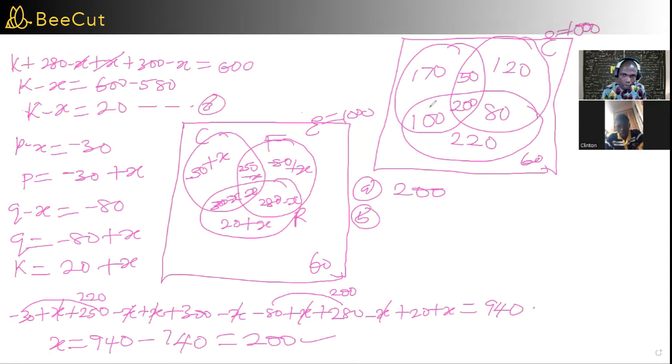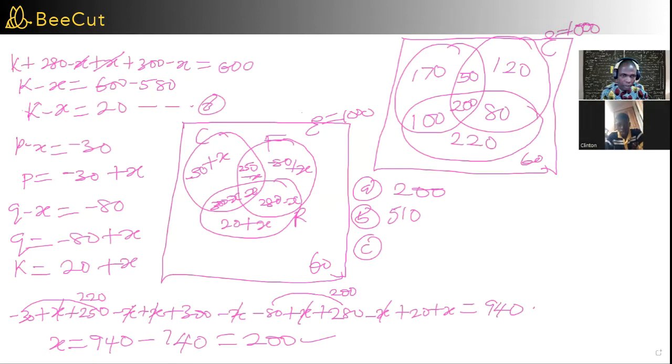That is those that watch all. So what's the second question? Second question says find the number of women who like watching only one of the three. Yes or no? Yes, sir. So those that love watching only one, they are this 170 and 120 and 220. Are you getting that? Yes, sir. And that will be 510.